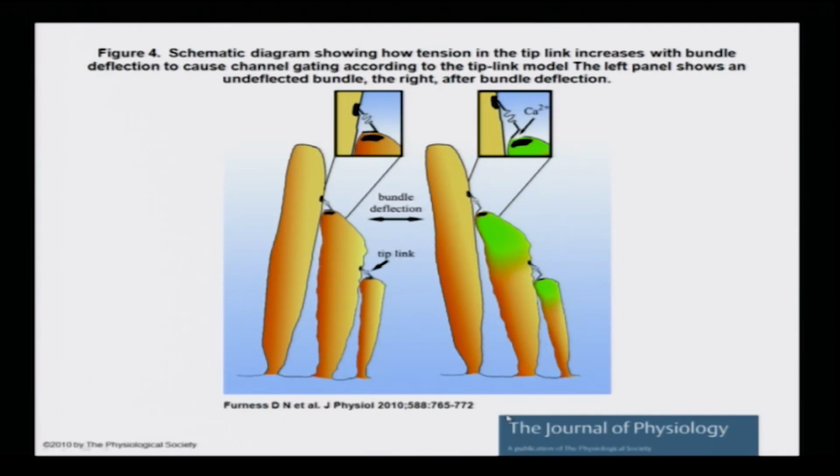Again, for the schematics you have to refer to the Journal of Physiology, D. N. Furness's article. If you look at this, this is where the channels are sitting. If they pull in one direction, the gate opens and the calcium enters. Look at this micrograph very carefully. Okay. So, this is how the calcium entry is taking place.